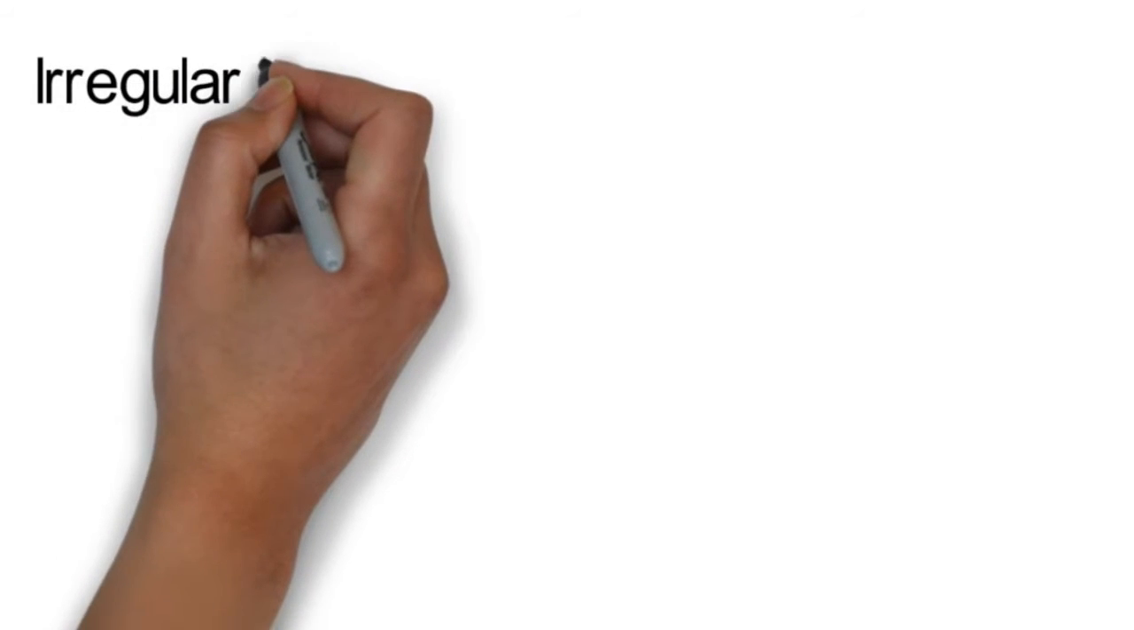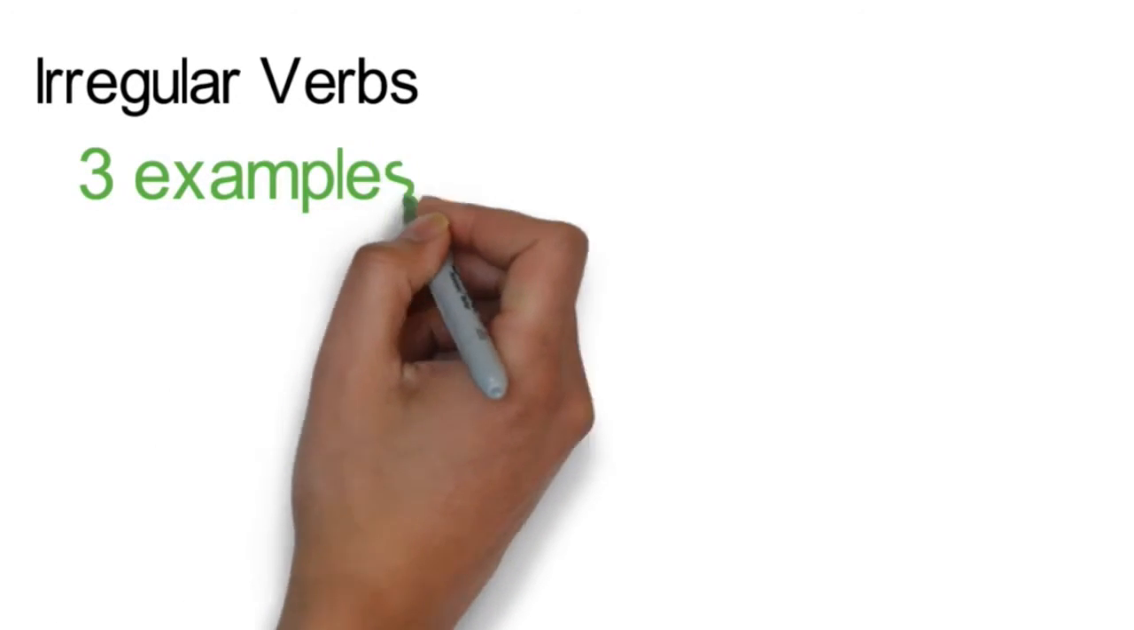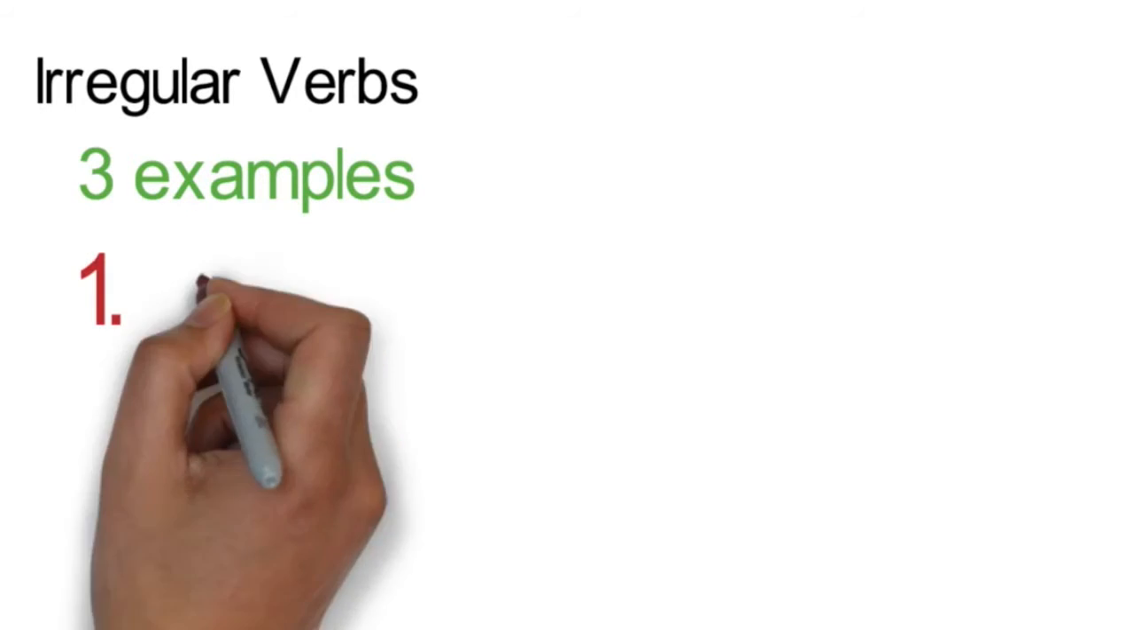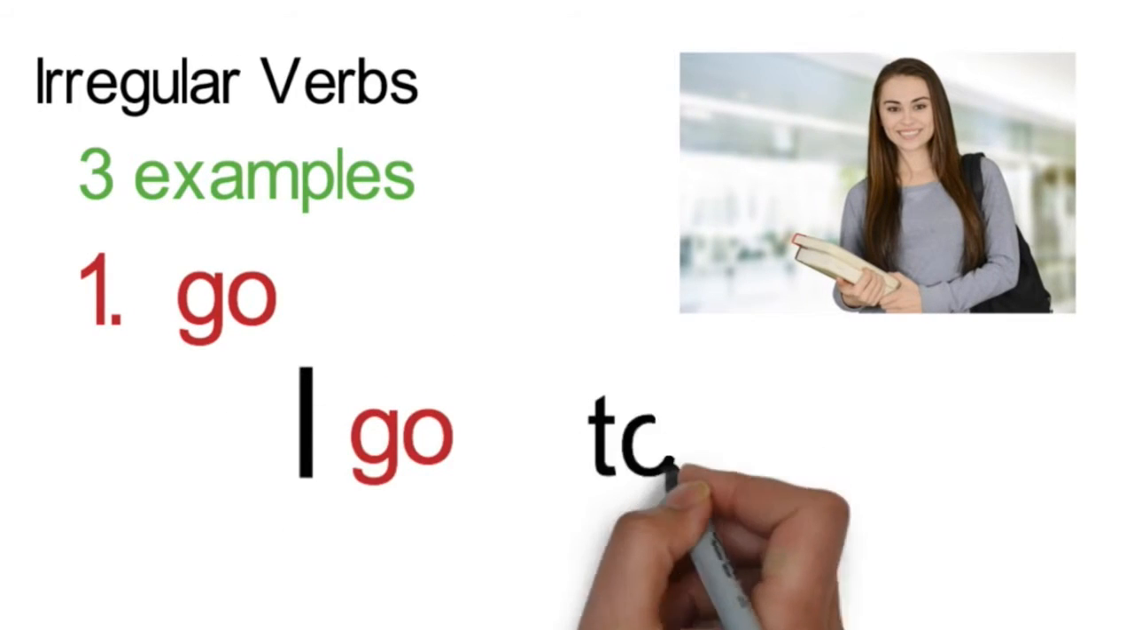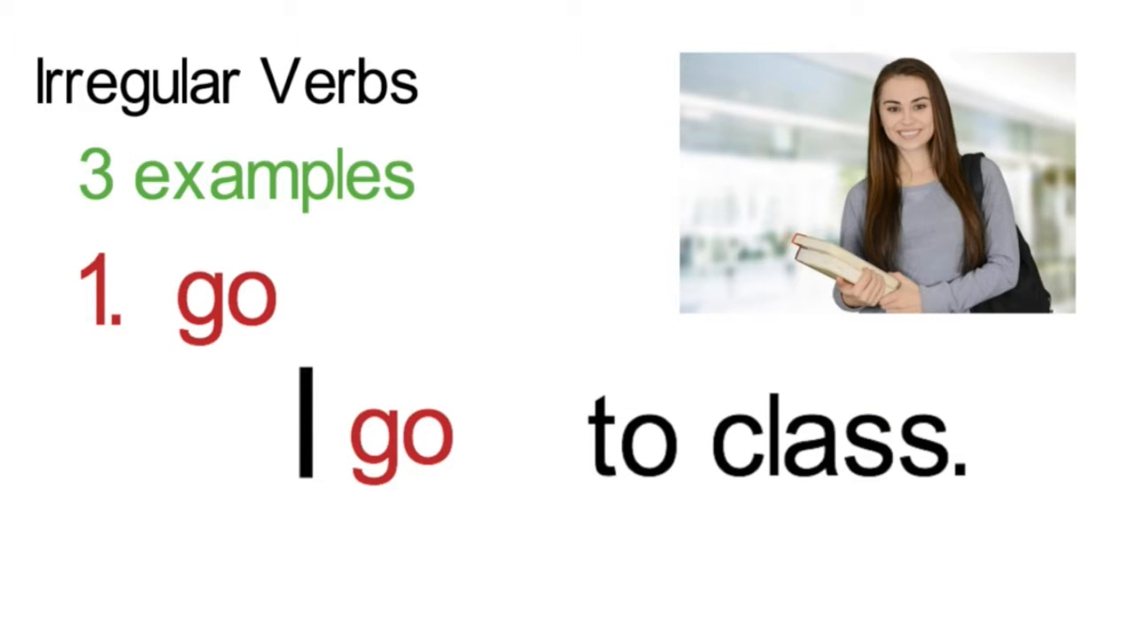Now, let's take a look at irregular verbs in the past. This is a bit more complicated because the verbs change their form completely, and you need to learn them. Here are 3 examples of irregular verbs. The verb go. I go to class. But in the past, it does not become I goed. It becomes I went to class. As you can see, the form of the verb is really different.